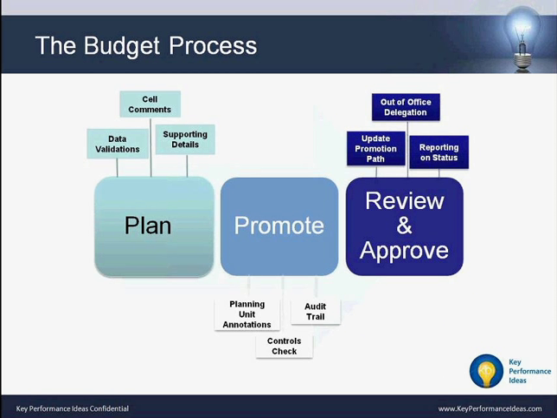And then during the final review and approve, some of the functionality is updating the promotion path. So the path can change based on a control or out-of-office delegations. Avoid bottlenecks by having users create rules for any planning units they will have while they are out. We'll take a look at the specifics on this one in a little bit. And then reporting on status, which gives visibility into the status of each planning unit.